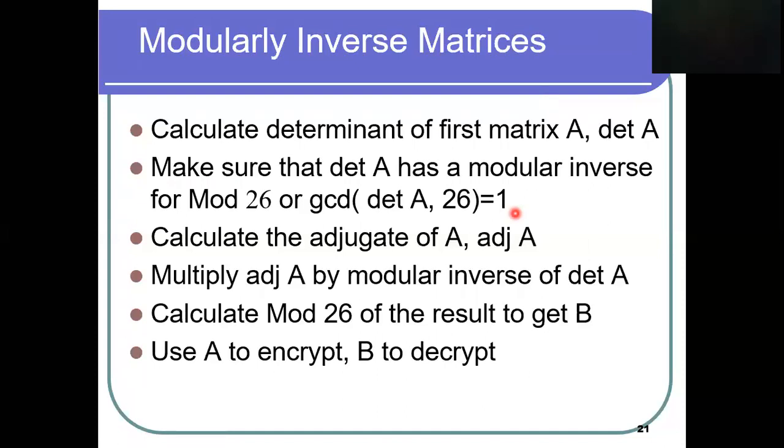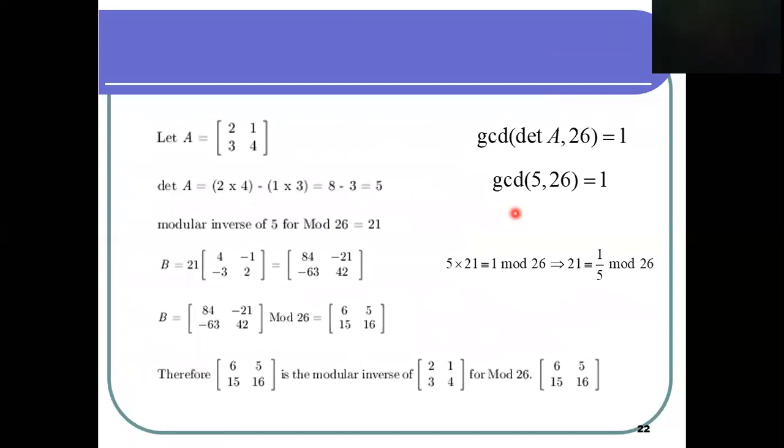So these are some steps. Let us take one matrix A, which is [[2, 3], [3, 1]]. The elements of these belong to Z26. If you look over here, the determinant is 5. The GCD of 5 with 26 is 1. So this matrix is quite good to use for encryption as well as decryption.